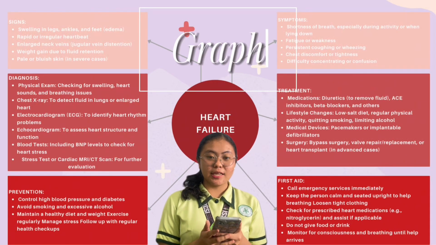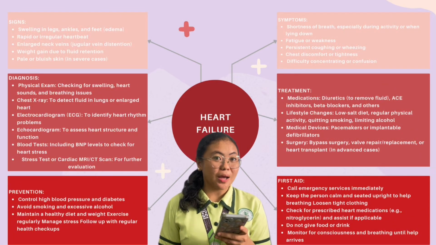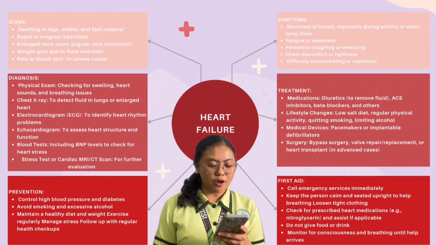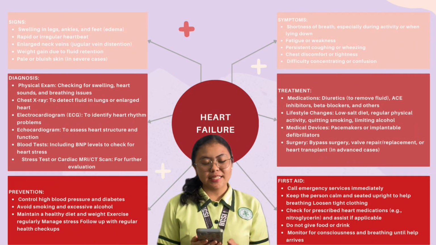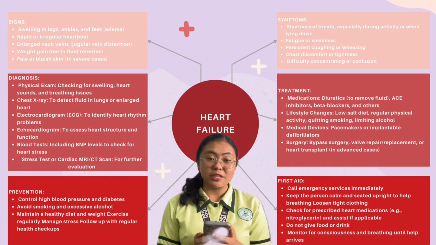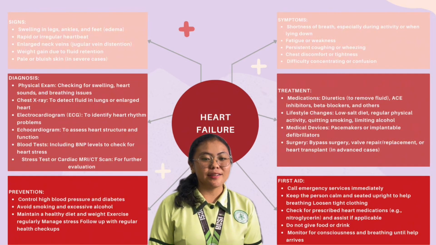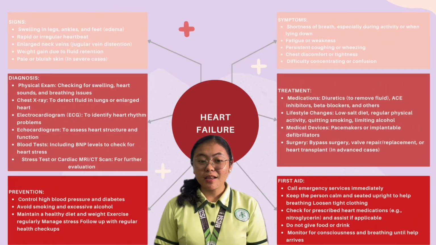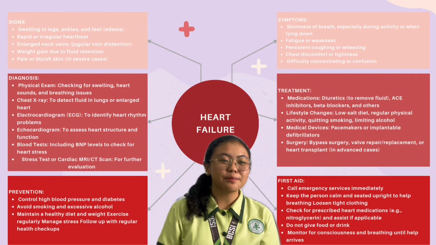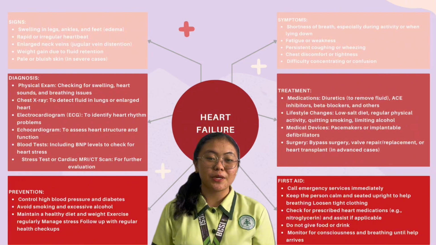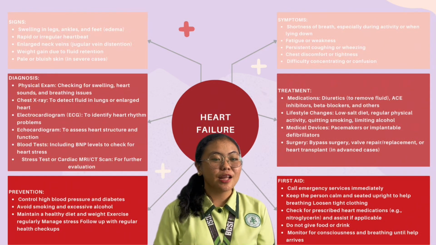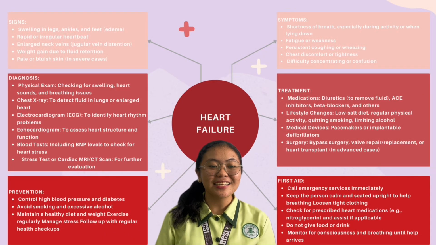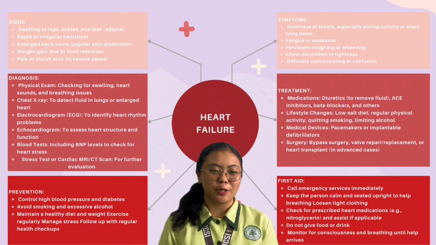So, heart failure is a condition where the heart is unable to pump enough blood to meet the body's needs. It can be acute or chronic, and it affects the efficiency of the heart's ability to circulate blood. So first is the signs. These are the observable indications that may suggest heart failure. First is swelling in legs, ankles, and feet, or it is called edema. Next is a rapid or irregular heartbeat. Enlarged neck veins. So for symptoms, first is the shortness of breath, especially during activity or when lying down. Then fatigue or weakness, persistent coughing and wheezing, chest discomfort or tightness, and difficulty concentrating or confusion.